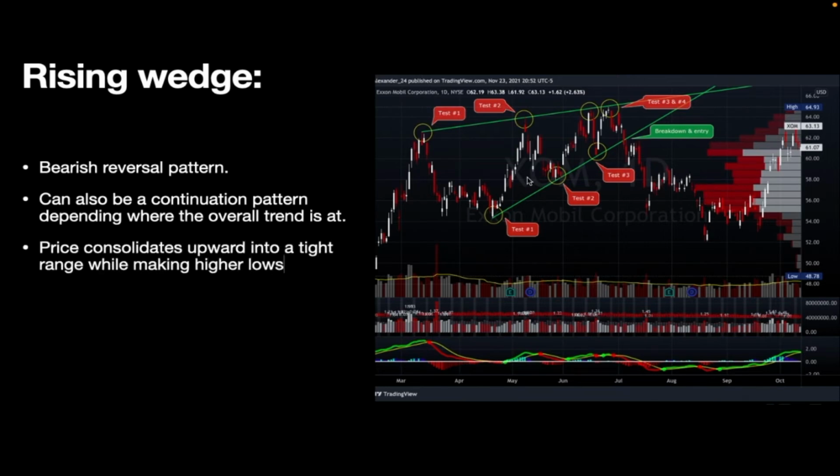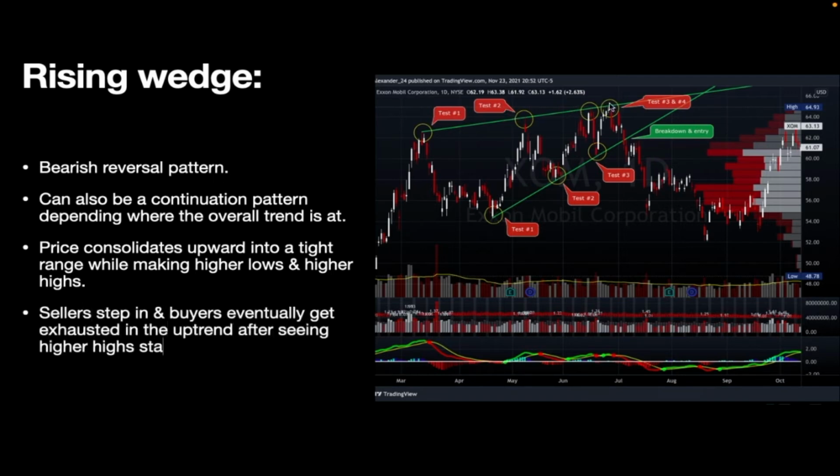So for rising wedges, price consolidates upward into a tight range while making higher lows and higher highs. And just like all our others, just like our regular trend lines, we have 3 tests on each side. 1, 2, 3, 1, 2, 3, even got a 4th right here. Sellers step in and buyers eventually get exhausted in the uptrend after seeing the higher highs starting to flatten and top out. So we could see higher highs are getting smaller with each test. Kind of flattens out right here. Buyers especially get exhausted right around here, start to break down towards the line.